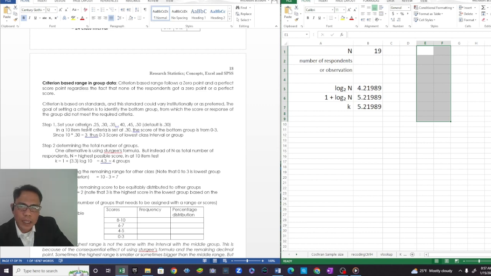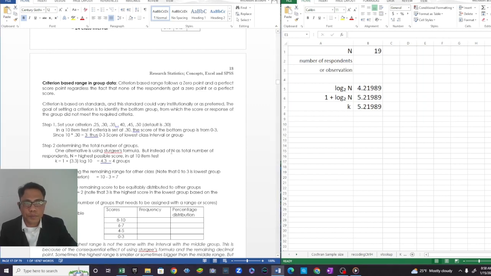Step 1. You have to set your criterion. You have 0.25, 0.30, 0.35, and so on. The default is usually at 0.30. So in a 10 item test, if the criteria is 0.30, the score of the bottom group is from 0 to 3. Since 10 times 0.30 is equal to 3, the score 0 to 3 would be the lowest class interval.